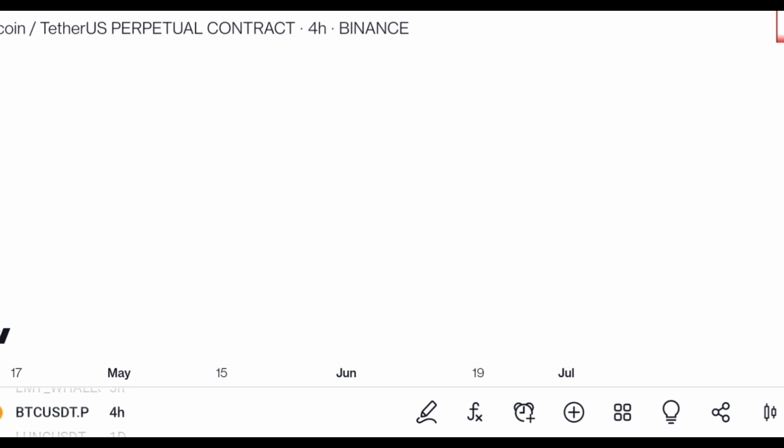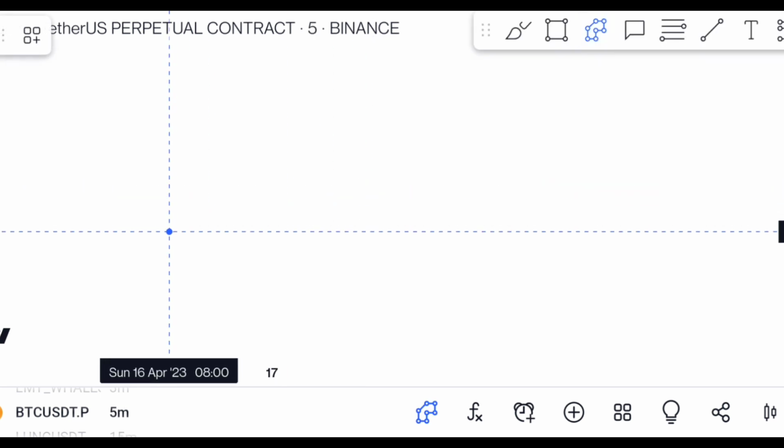Okay, so in this strategy we use 4-hour and 15-minute chart, and I use this strategy personally for swing trades because my stop loss is usually wide and my targets are big. So I don't use this strategy for scalp trades, I use this for swing trades.